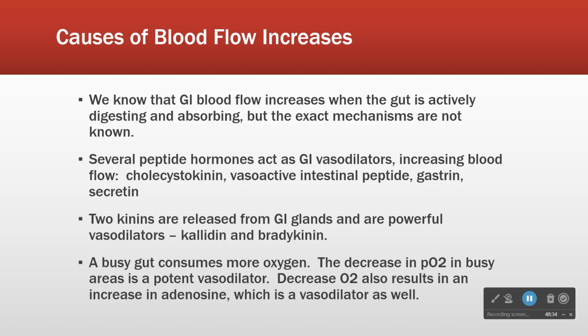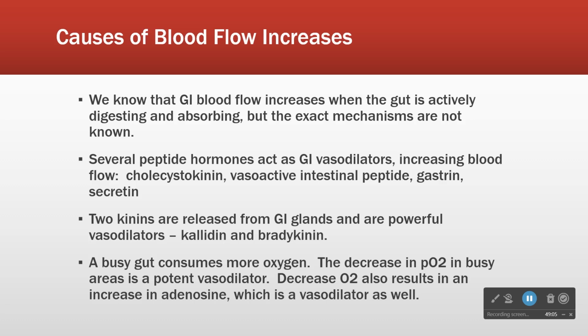Blood flow through the gut varies according to what the gut is doing, right? If you haven't had a meal in 8 hours, you don't need a lot of blood flowing through your gut because you don't have a lot of digestion and absorption still happening. So we know that GI blood flow changes. We know that it increases when the gut is actively digesting and absorbing, but we don't know all the details about how that works. We know hormones play a big role, right?